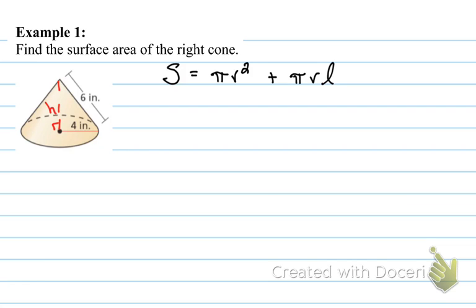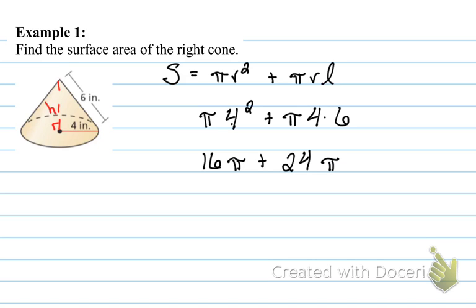So we would take pi times my radius of my base, which is 4, squared, plus pi times my radius, which is 4, times my slant height, which is 6. So you have 4 squared, which is 16 times pi, so we're going to write that as 16 pi, plus 4 times 6 is 24 pi. Now these are like terms, they're both pi's. 16 pi plus 24 pi, 16 and 24 is 40. So we'd have 40 pi.